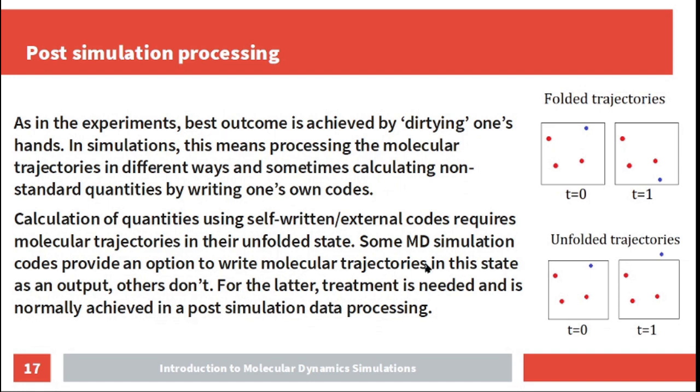In case your software doesn't provide unfolded trajectories, then you'll need some treatment for getting unfolded trajectories. You write a code which can give you unfolded trajectories from folded trajectories. This is normally achieved in a post-simulation data processing step, which unfortunately, because we have limited time, we won't be able to talk about. What we'll do is take only those quantities which DL poly provides us. But in the future, if you really want to use MD simulations, I would recommend you to consider thinking about how the folded trajectories can be unfolded.